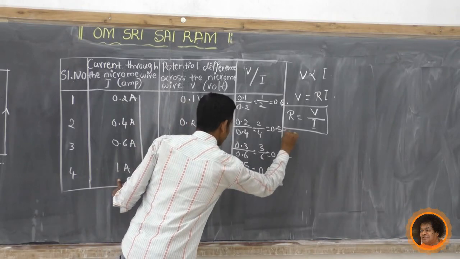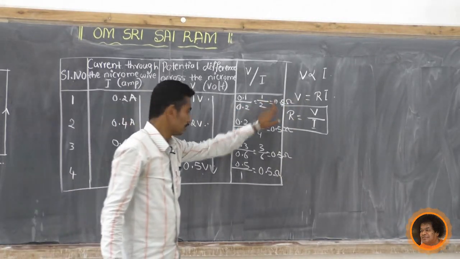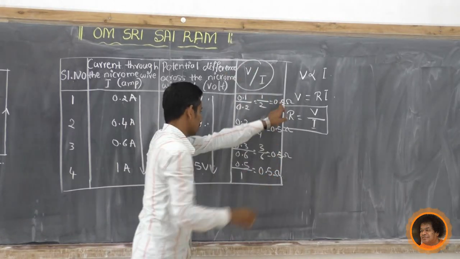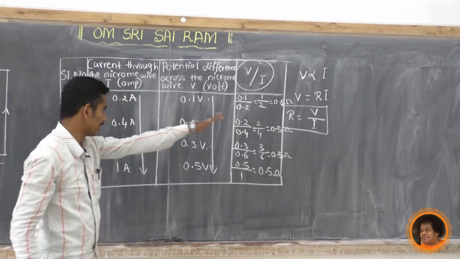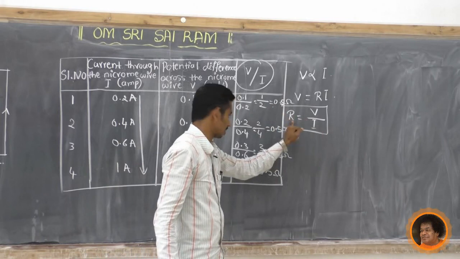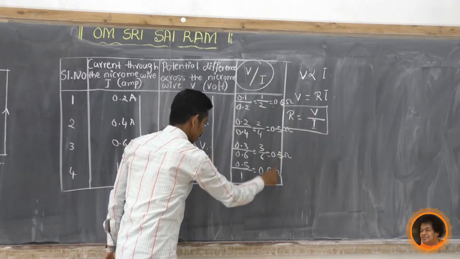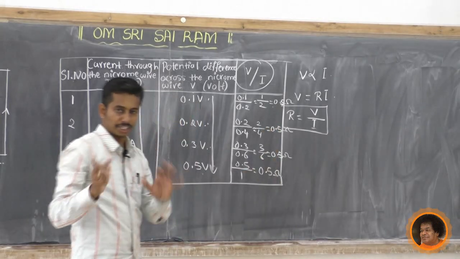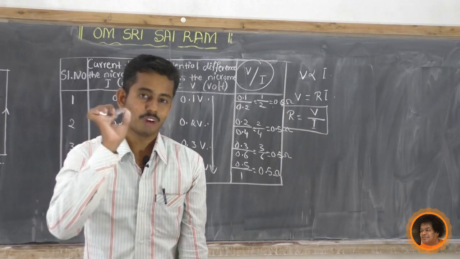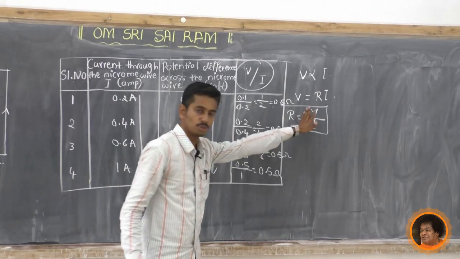It is all ohm because the SI unit of resistance is ohm. 0.5 ohm, 0.5 ohm, 0.5 ohm, 0.5 ohm. So V by I is always constant. The same value, it does not change, 0.5 ohm. So it is correct. So R, that constant, is V by I, because V by I is the same value. Same value means the constant. What is the meaning of constant? Constant means its value does not change. So R equals V by I.